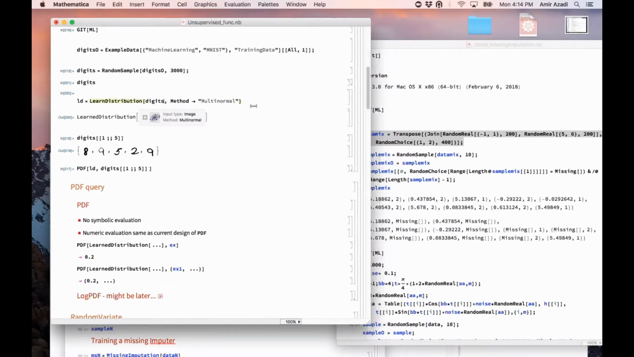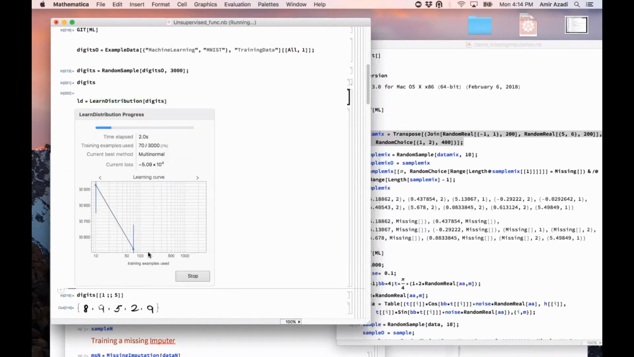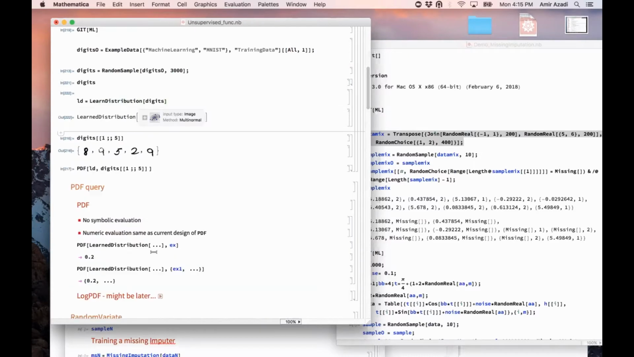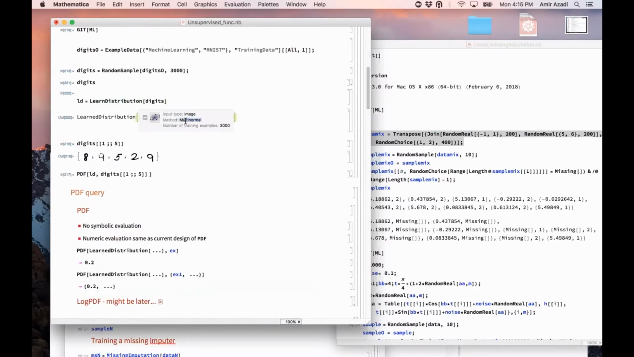So then we can just give it the learned distribution, the digits set of images, and then we can have different methods. What's the default method? The default is automatic. It tries various methods. You can see on small data sets, then on larger data sets, you can get the learning curve of the different algorithms that it tries, and it would find the best one. For example, here is multinormal.